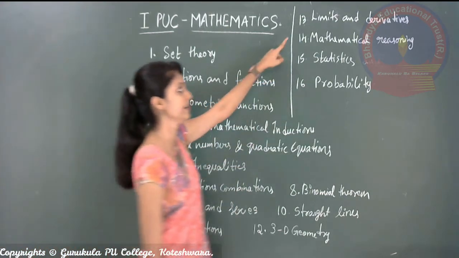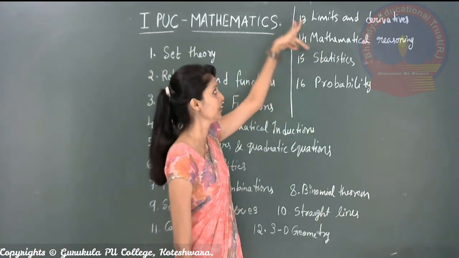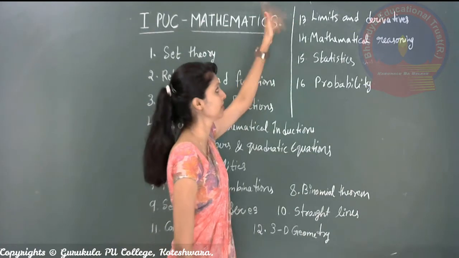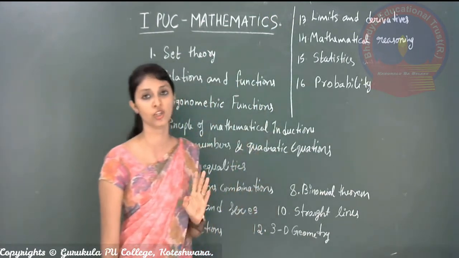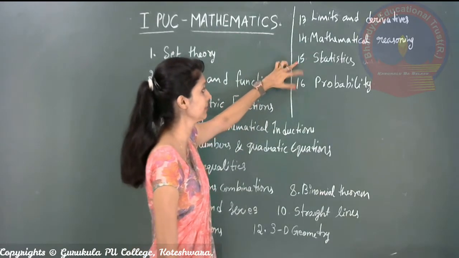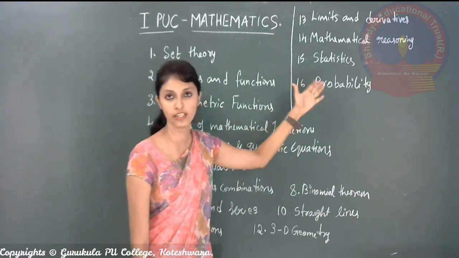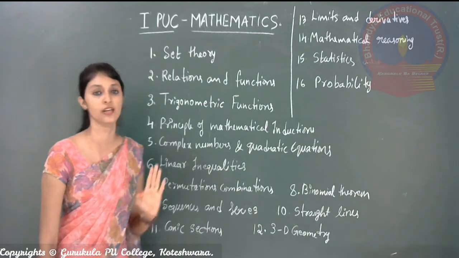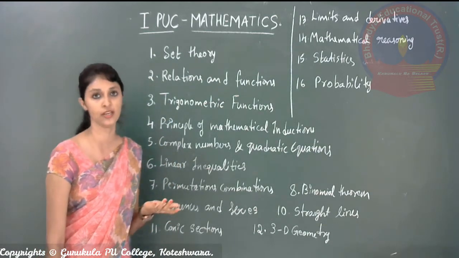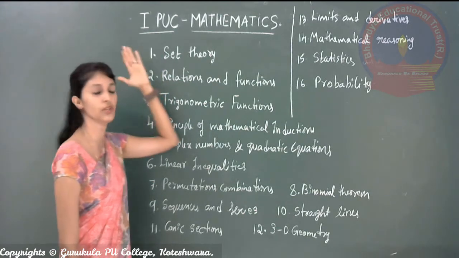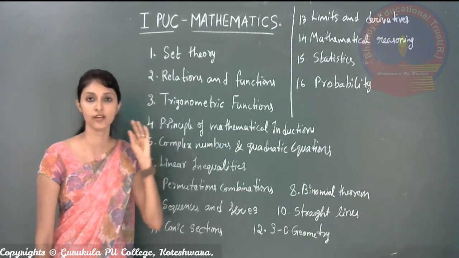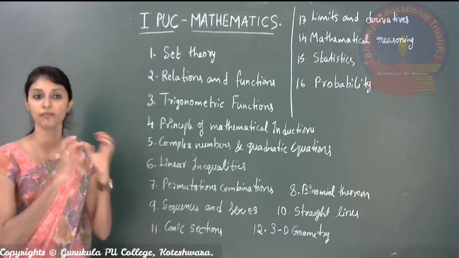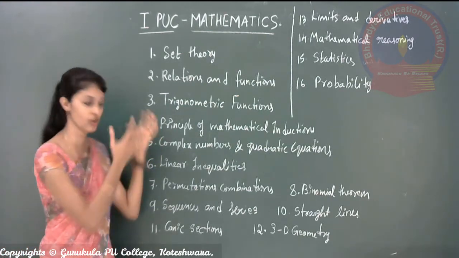Then limits and derivatives, and mathematical reasoning, are exactly and entirely new concepts for you all, because you have not previously studied the 13th and 14th lessons. And the last lessons, 15th and 16th, statistics and probability, are exactly the same concepts whatever you have studied in 10th standard, and the same concepts will be continued over there. So there is no need to worry about the first PU mathematics concepts, as long as you are able to remember all the concepts you studied in 10th standard, which will give you a strong base to learn all these concepts.